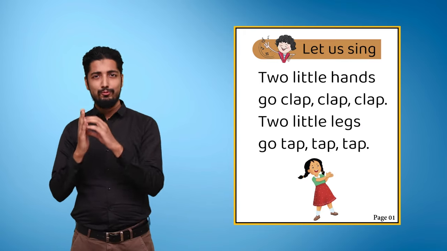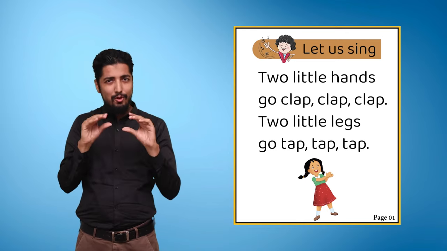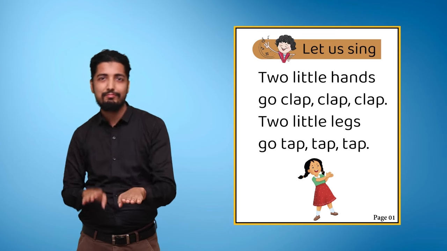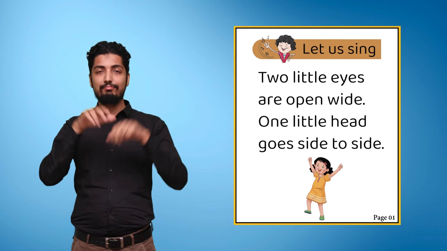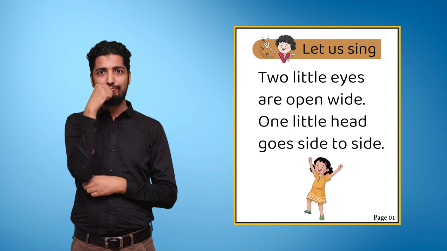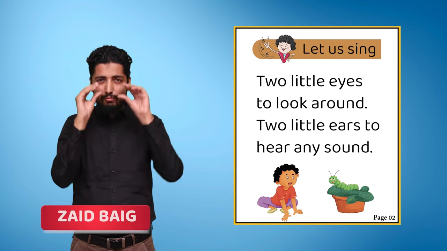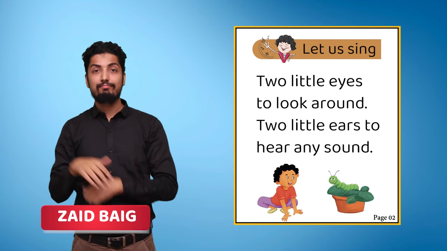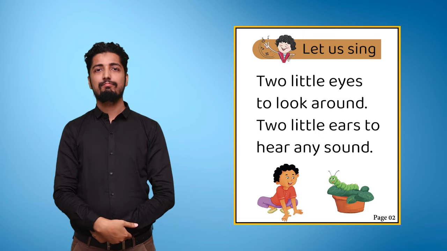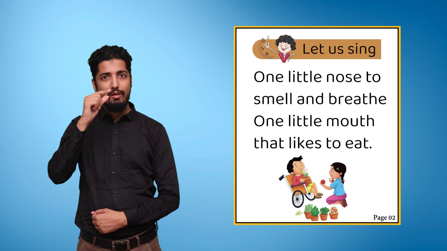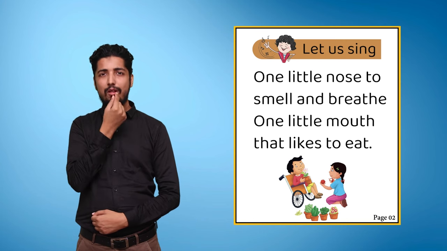Two little hands go clap, clap, clap. Two little legs go tap, tap, tap. Two little eyes are open wide. One little head goes side by side. Two little eyes to look around. Two little ears to hear any sound. One little nose to smell and breathe. One little mouth that likes to eat.